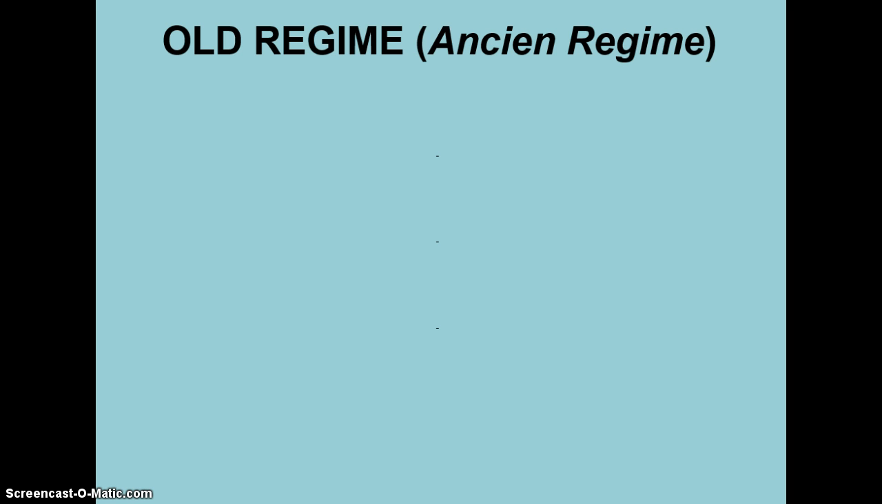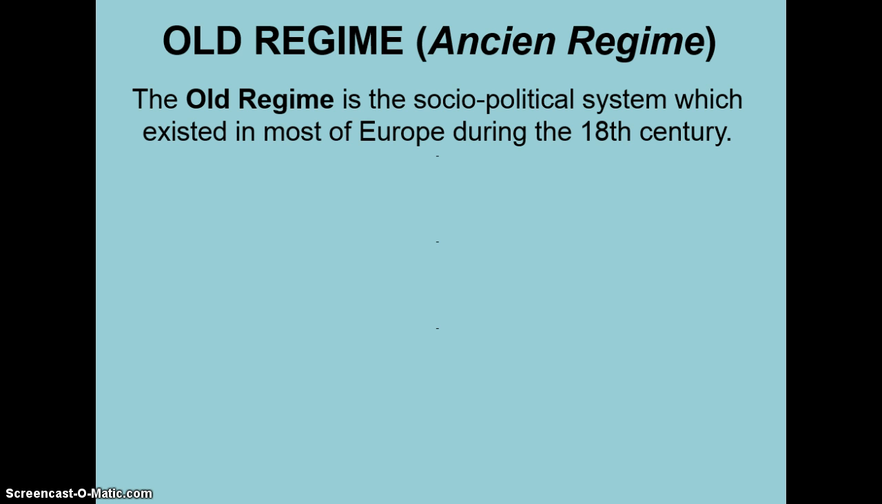So let's begin with the French government prior to the outbreak of revolution, and this was known as the old regime, or ancien regime in French, and let's get an understanding of what that regime was actually like. The old regime was basically the social and political system that existed in most of Europe during the 1700s. If you recall the map that we showed in a previous lesson, we saw all of Western Europe basically being empires, kingdoms, or principalities.